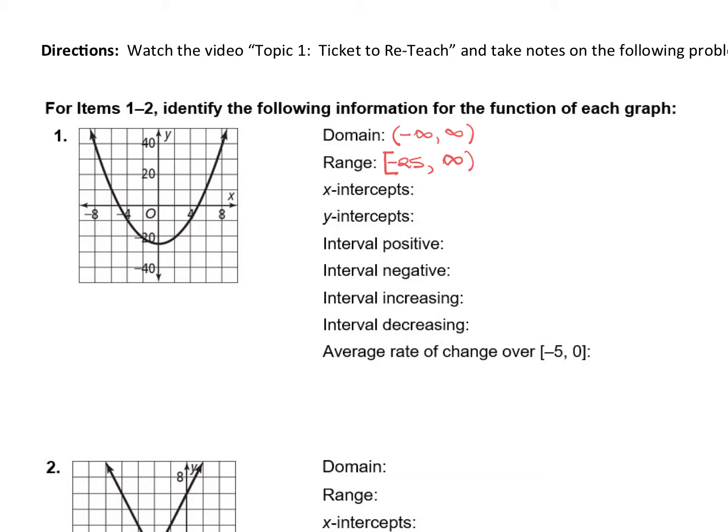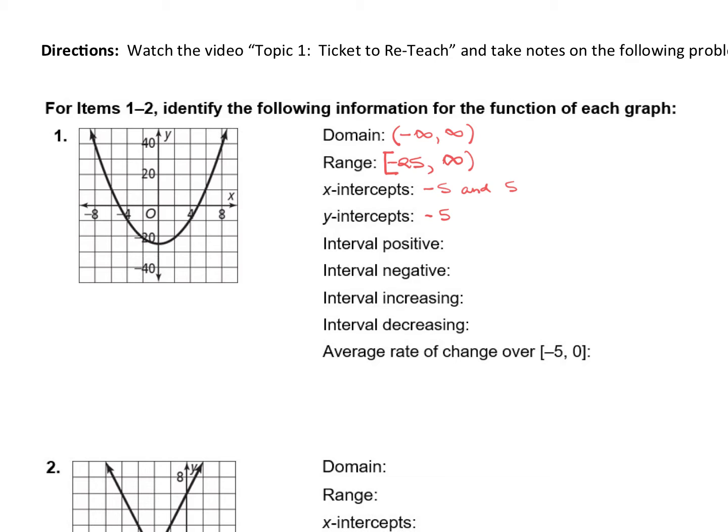Okay, x-intercepts: where is the graph crossing the x-axis? I'm crossing right here and right here. That's at a negative 5 and a positive 5. The y-intercept is where our graph is crossing the y-axis. That's at that negative 25 that we saw before.